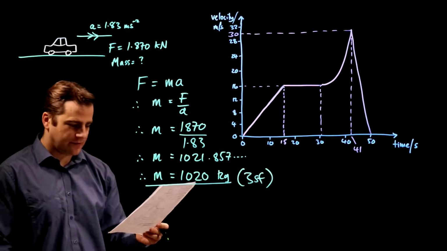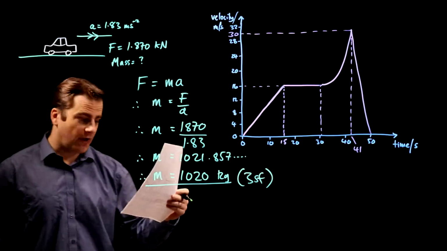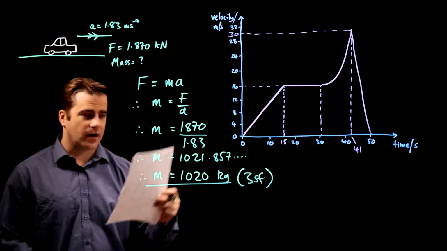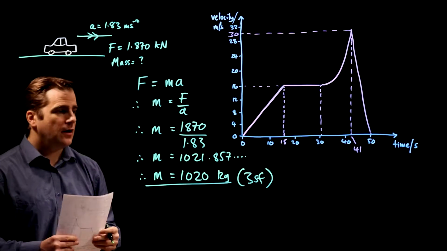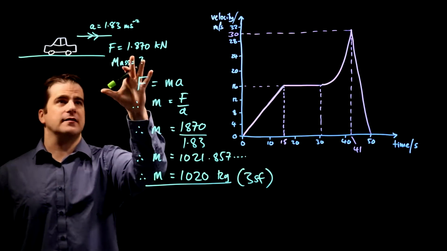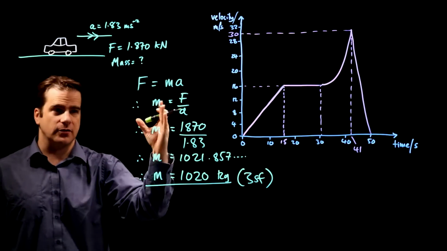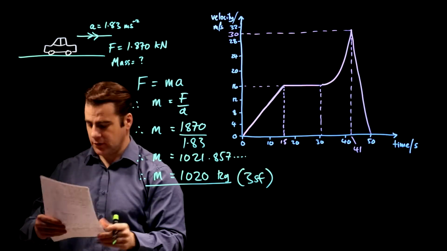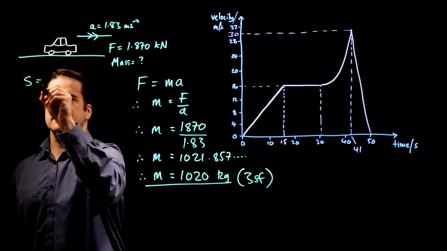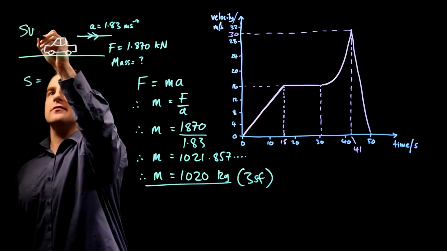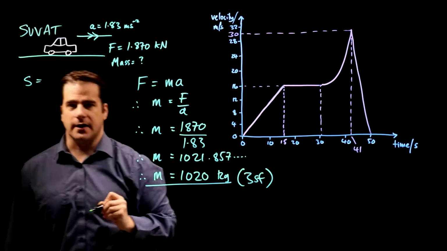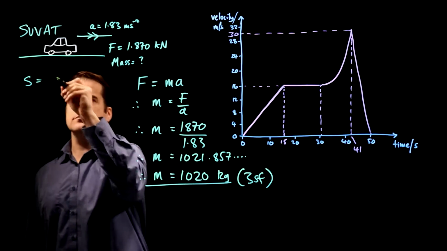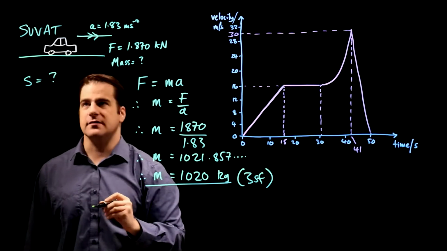Okay, next bit. The car accelerates from rest for 16 seconds. What is the speed of the car after 16 seconds? Okay, so it's accelerating, constant acceleration, SUVAT, 16 seconds. So let's write down what we know. SUVAT, S. Distance. Do we know distance? No, we don't know distance.